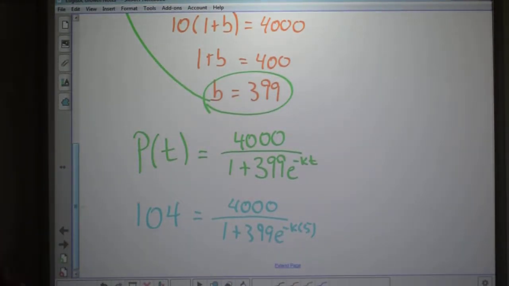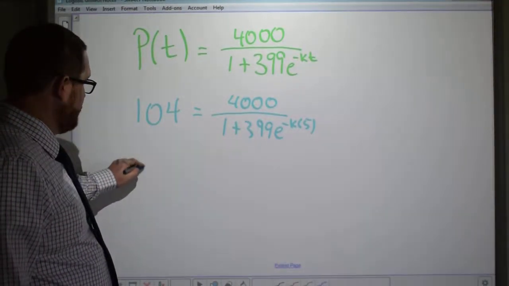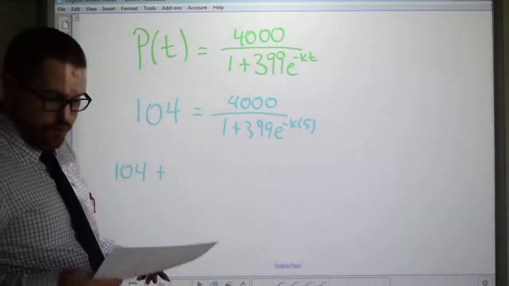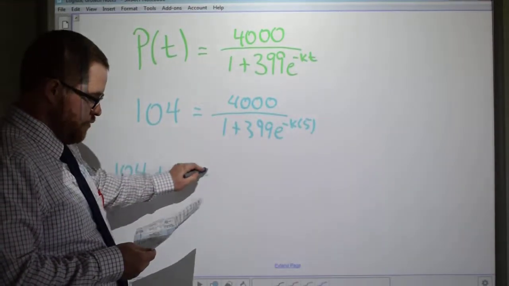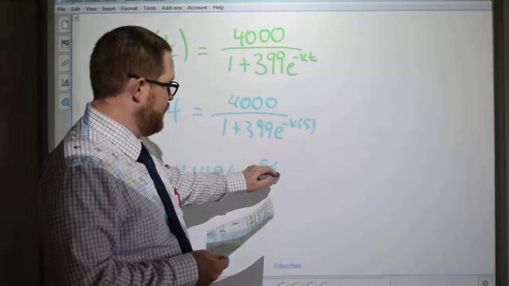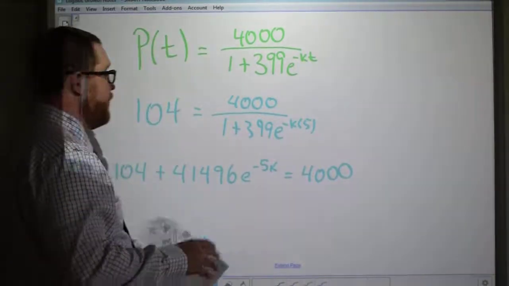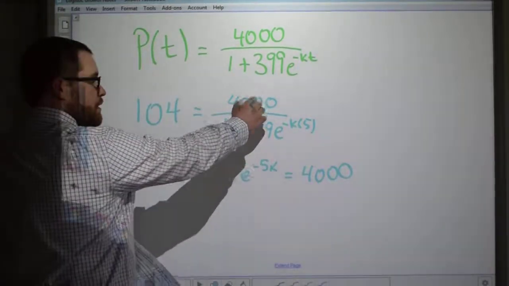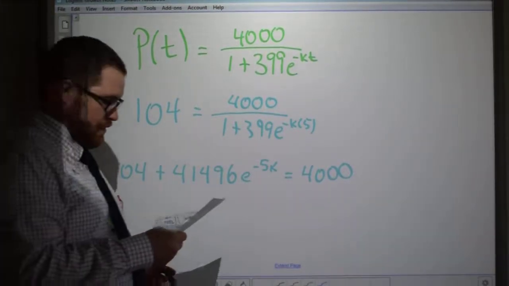I can solve this problem. Let's multiply this over. So I'll get 104 plus 104 times 399 will be 41496 e to the negative 5k. And that's got to be equal to 4,000. By the way, you could very easily just put this into y1, put this into y2, and see where they cross. I'm doing a little bit more algebra than I need to here.